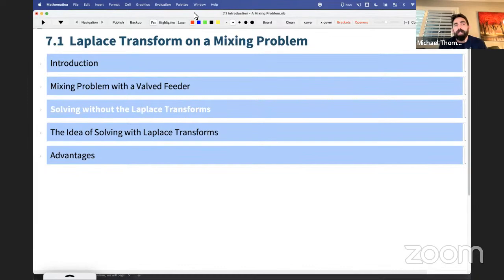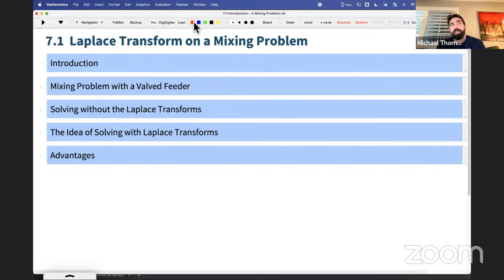Okay, here we go. This is the introduction to the Laplace transform. And we're going to discuss a mixing problem. We've already worked with one compartment mixing problems back in section, I think it was 3.2, and we're going to do that again, but we're going to add a little complication to basically see the power of the transform, how it can take a kind of difficult problem and turn it into an easier one.